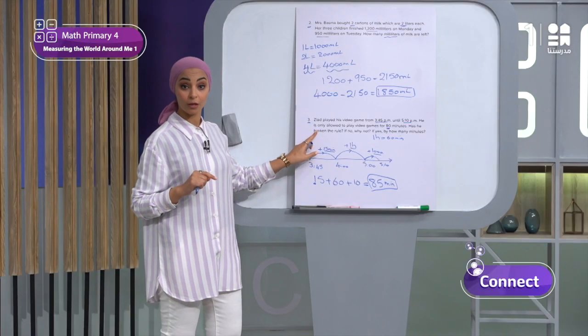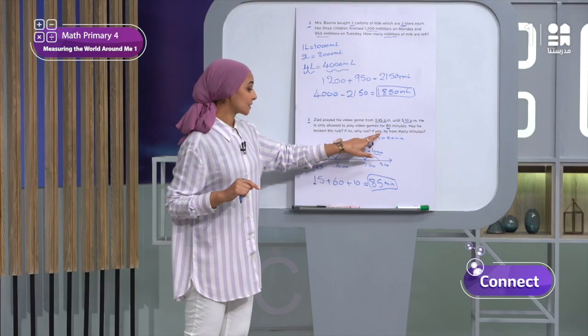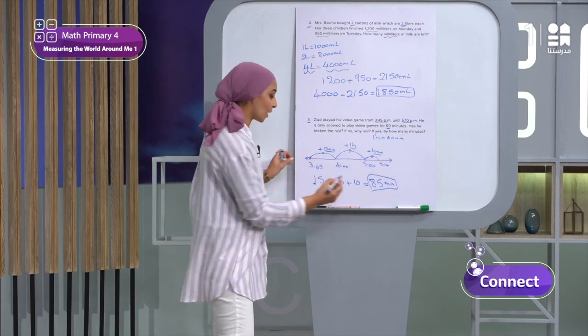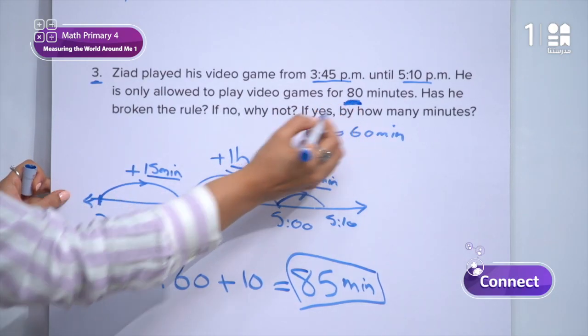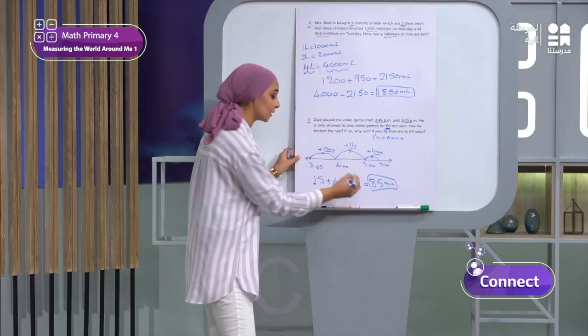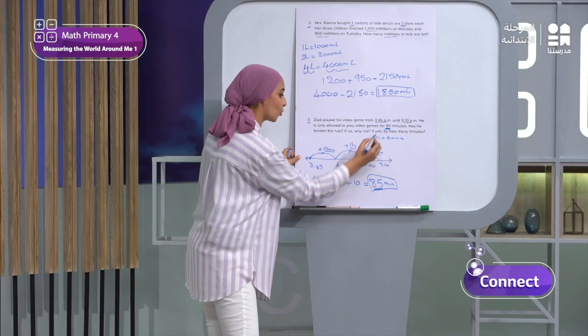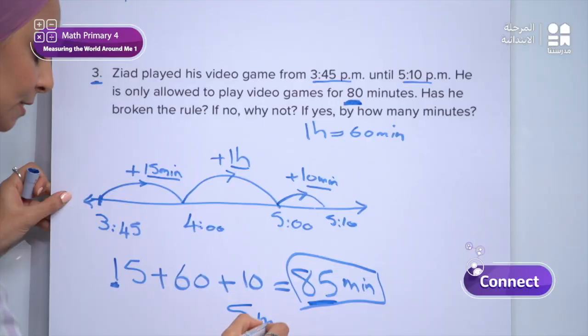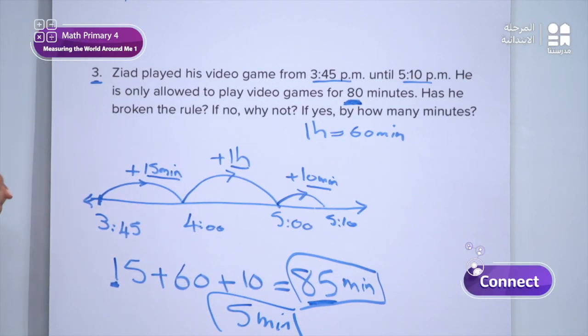هو فعلاً broken the rule. طيب yes he broke the rule. By how many minutes؟ هو الرول بتاعته إن هو يقعد 80 minutes بس وهو قعد 85 minutes. يبقى he broke the rule ب 5 minutes. He broke the rule by 5 minutes extra. Okay? طيب.